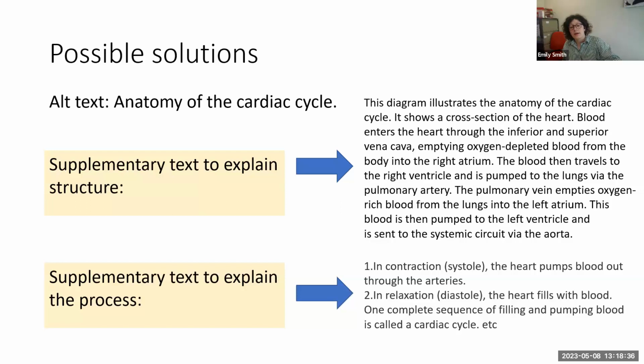And then we've also got a step-by-step process of the heart and how it's operating. So we've got step one, in contraction, the heart pumps blood out through the arteries. In relaxation, the heart fills with blood. One complete sequence of filling and pumping blood is called a cardiac cycle. And we just work through it that way. So we're literally saying what someone would see as they worked through the diagram.